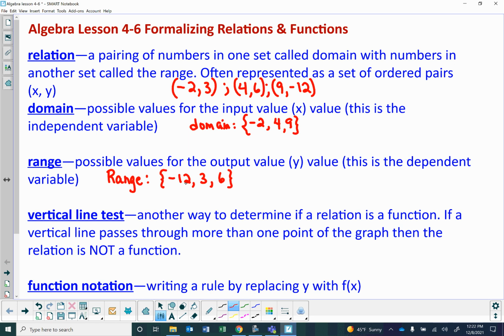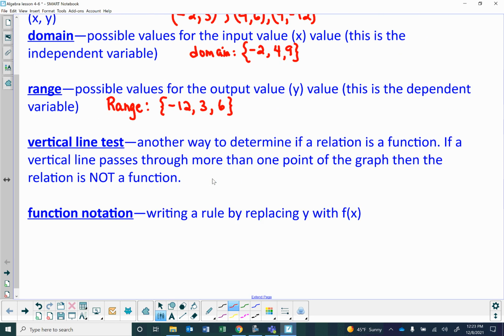One way to tell if something is a function versus a relation is to do something called the vertical line test. It's another way to determine if a relation is a function. Every function is a relation, but not every relation is a function. It's kind of like every poodle is a dog, but not every dog you meet is a poodle. If a vertical line passes through more than one point of a graph, then the relation is not a function. And we'll go through that in a little bit more detail a little bit later.